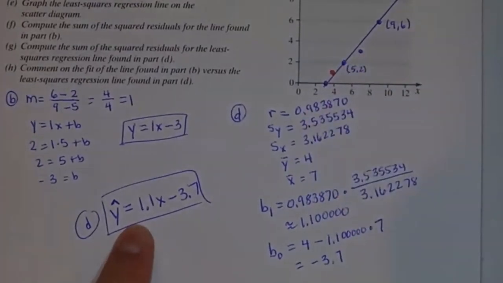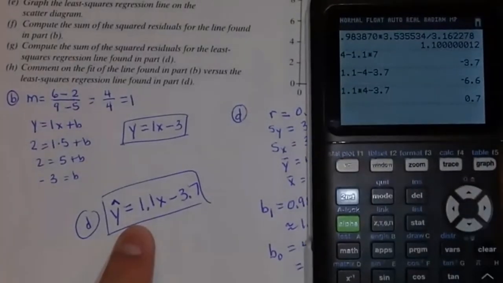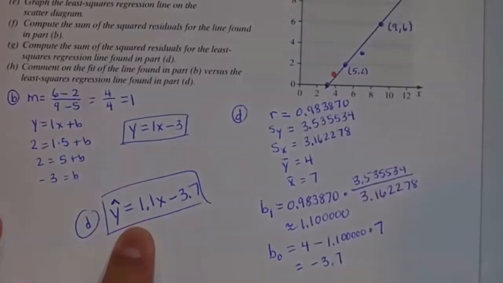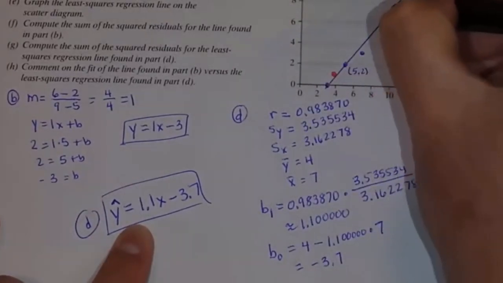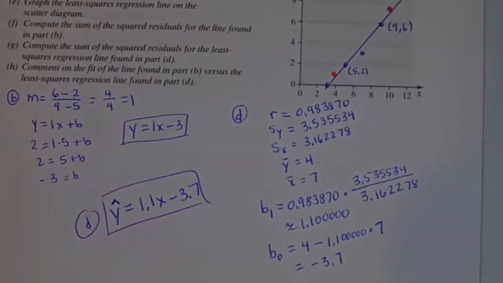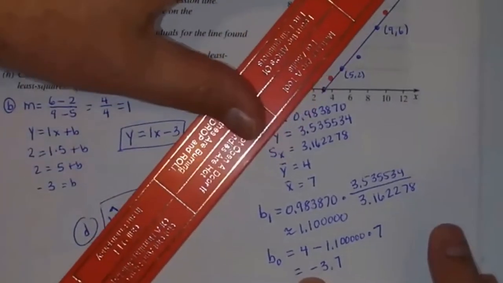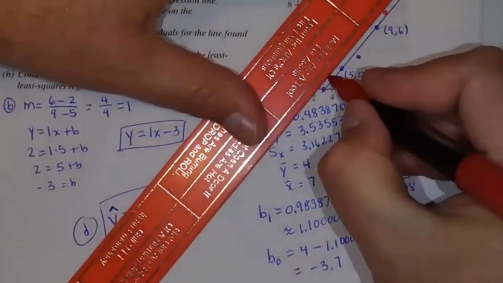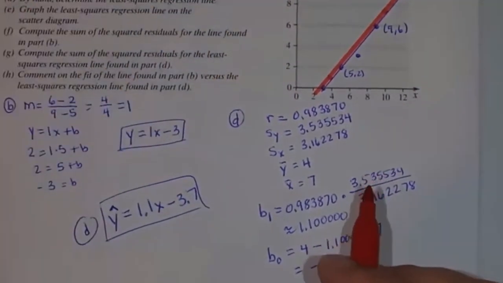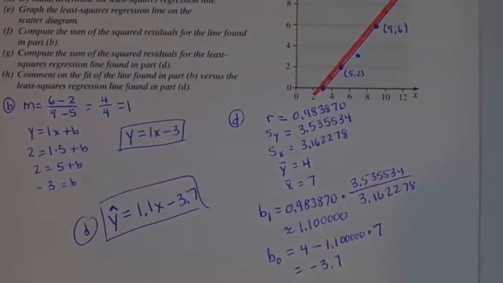And then if I were to plug in, say, 10, 1.1 times 10 minus 3.7, that is 7.3. So 10, 7.3 would be maybe around in there. I plotted those 2 points, and if I connect them, that would be my regression line. So there is a little bit of difference between my regression line and the line that I drew first.